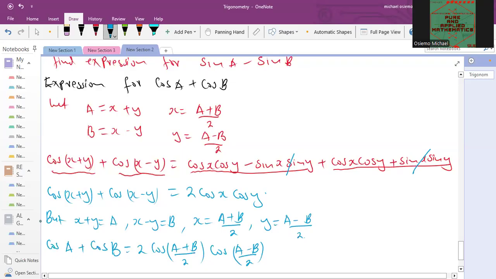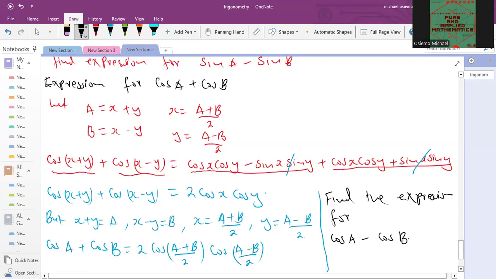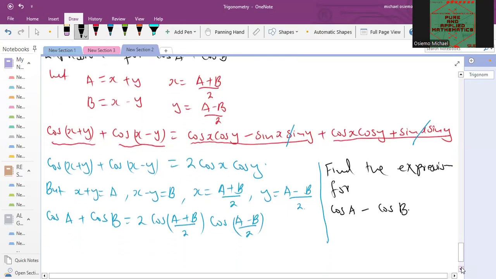So in this exercise, I want you to find the expression for cos A minus cos B. So let us also now go and find the expression for the next one here.